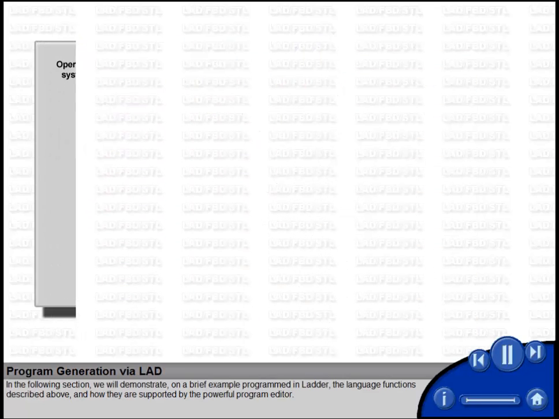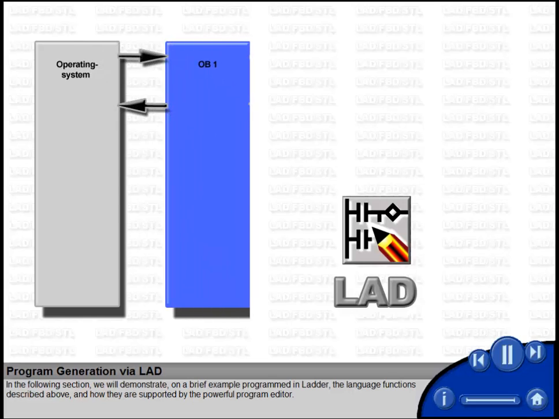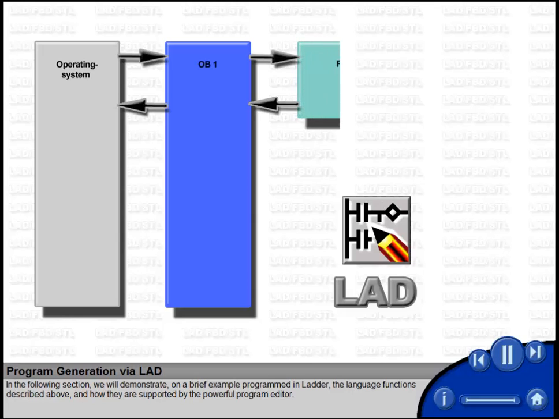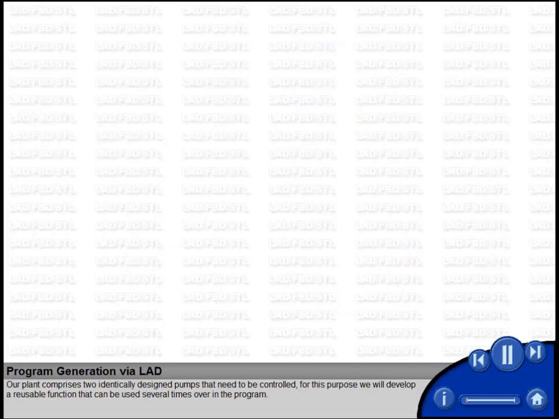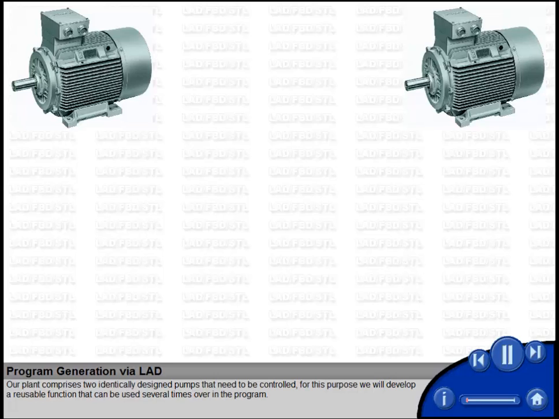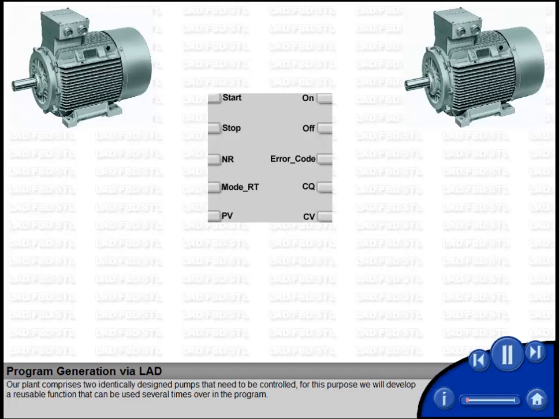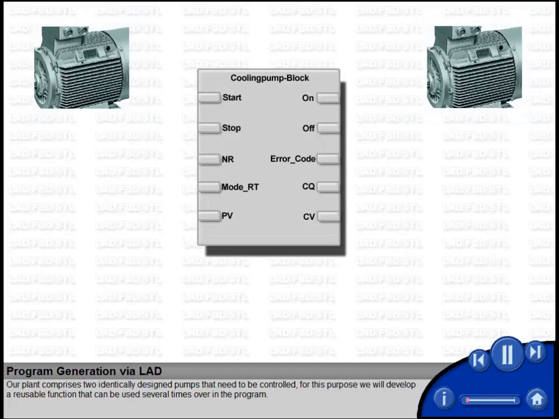In the following section, we will demonstrate on a brief example programmed in Ladder the language functions described above, and how they are supported by the powerful program editor. Our plant comprises two identically designed pumps that need to be controlled. For this purpose, we will develop a reusable function that can be used several times over in the program.